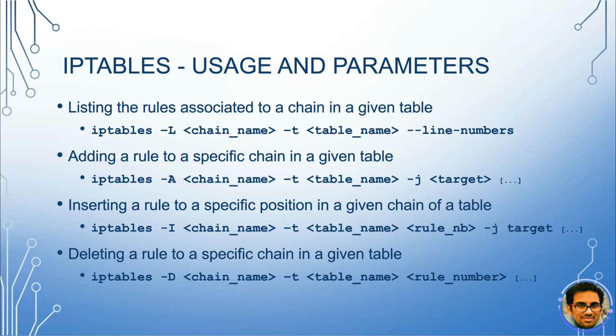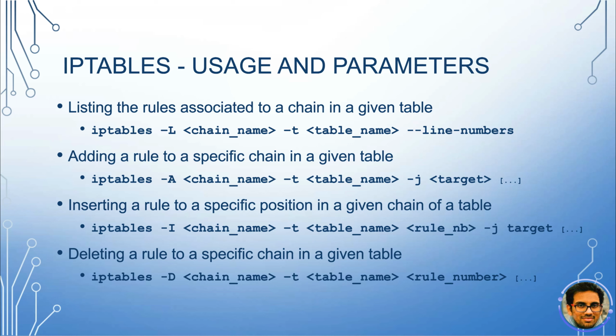This allows us to dynamically shape the behavior of our firewall by appending rules as needed. In a situation where precise control is required, we can insert a rule at a specific position within the chain using iptables -I for insert, chain name, -t, table name, rule number, -j, and target. This flexibility enables us to fine-tune our rule set to match the specific requirements.